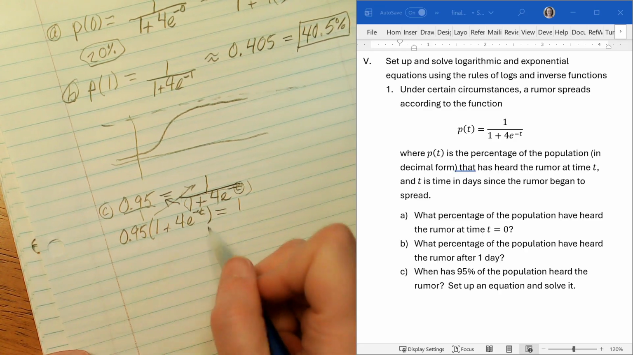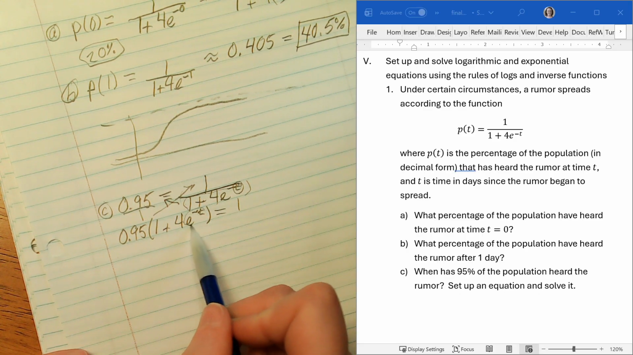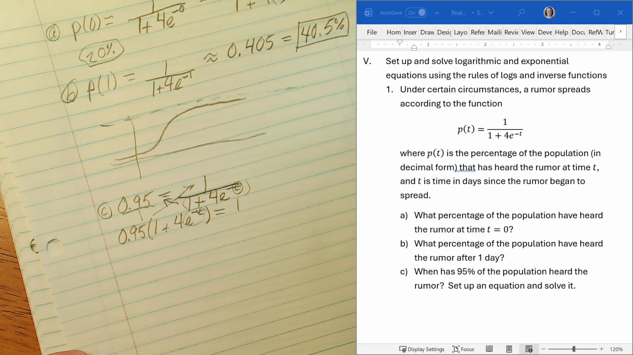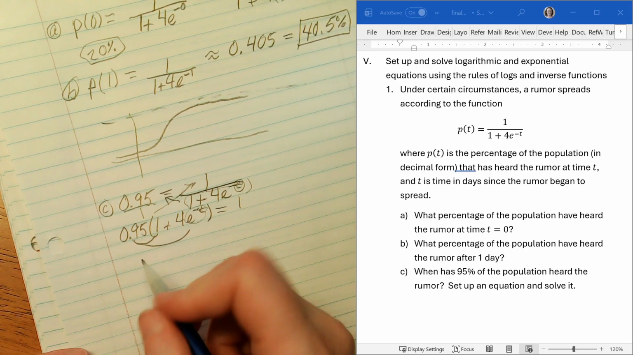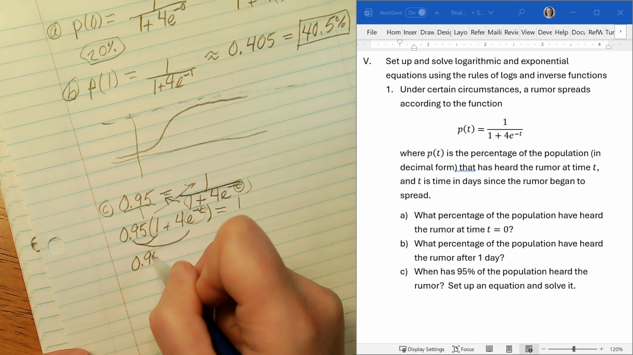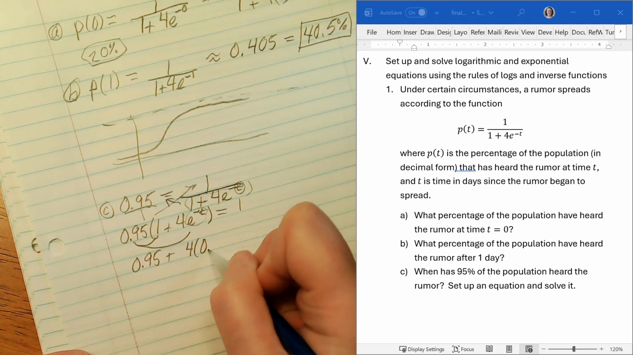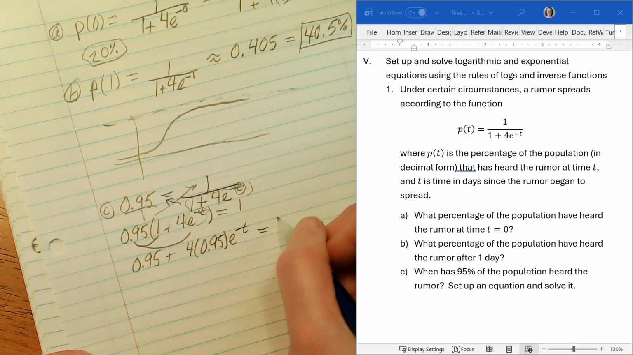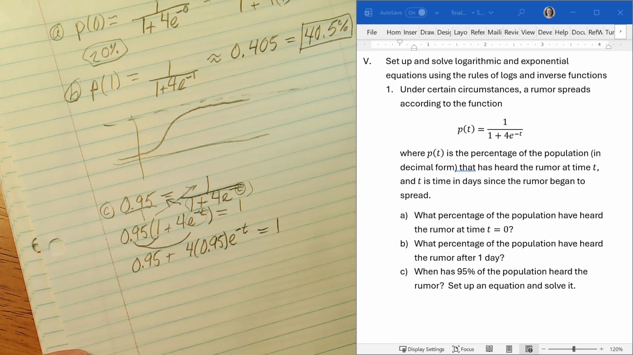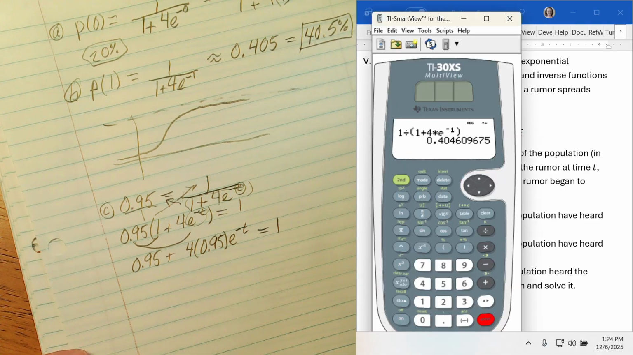Okay, anyway, now the next thing to solve for t is I need to isolate e to the negative t. Right now it's in parentheses, so to deal with that, I'm going to distribute 0.95 to both terms in the parentheses. So this is 0.95 plus 4 times 0.95 times e to the negative t. Okay, and I didn't do anything to the right side. I'm just going to go ahead and multiply 4 times 0.95.